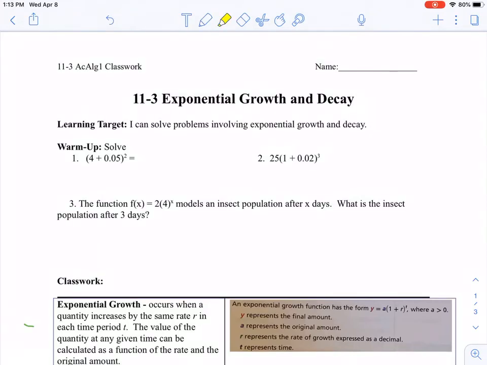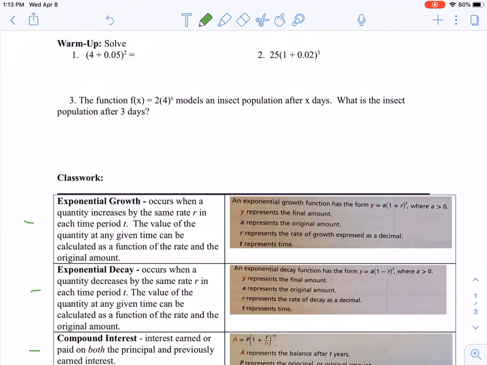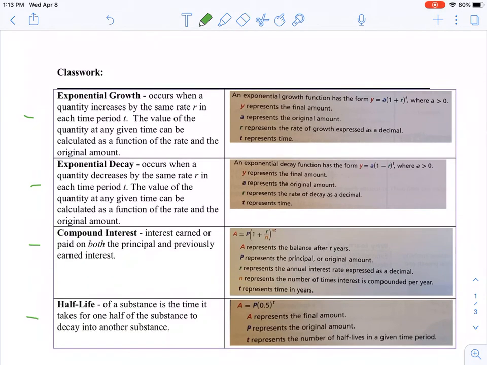Okay, today's lesson is again about exponential growth and decay, except this time we're going to look at some of the more practical applications of exponential growth and exponential decay. And you'll see that we have probably more applications than you'd be expecting for exponential growth and decay.